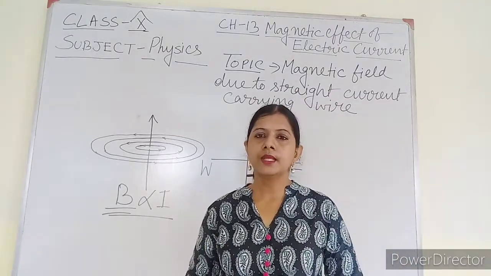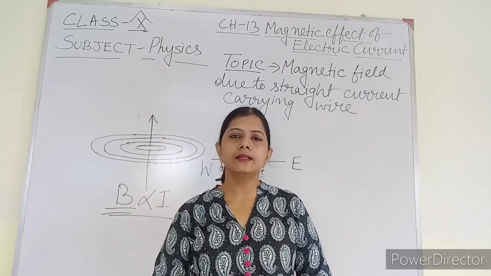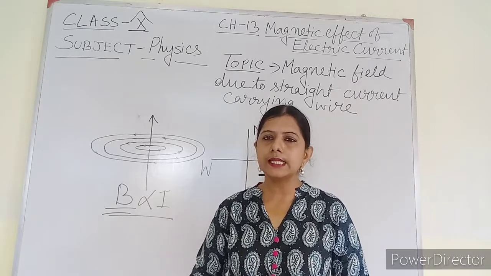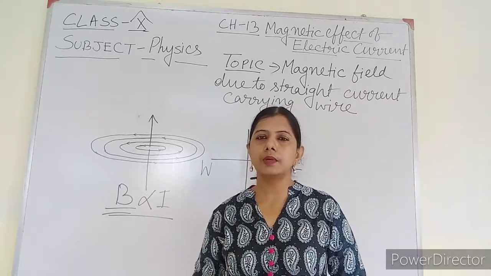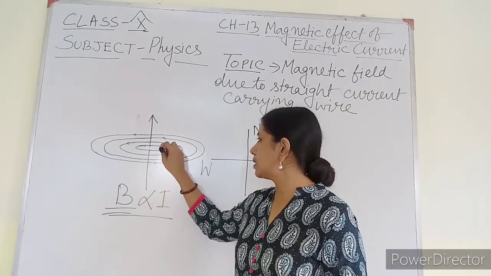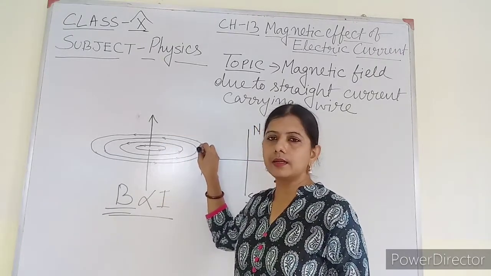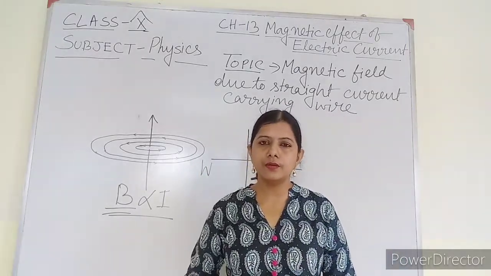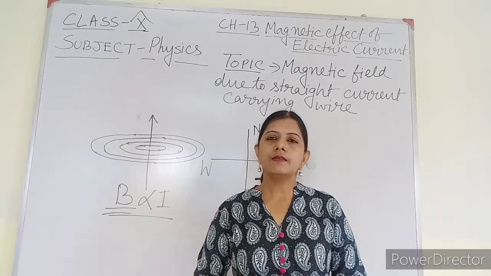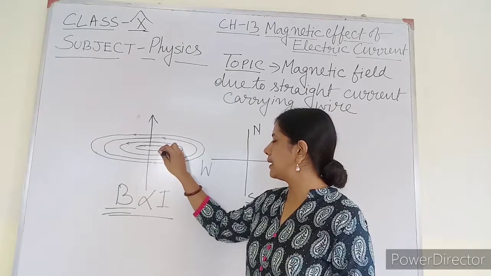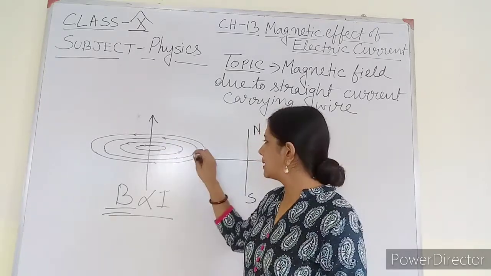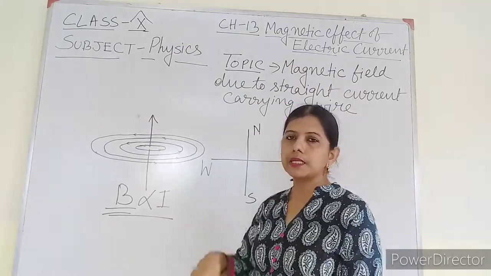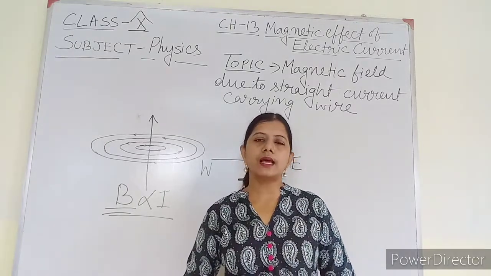Another thing I have to know: I am not changing the amount of current in the straight current carrying conductor. The amount of current is the same. I am only changing the position of the magnetic compass needle. Previously the compass needle was here, now it is here. Now I am placing the compass needle at this point. Will there be a change or not? I will find that at this place the deflection of the compass needle was more, but at this place the deflection is less. The more I move the compass needle away, the less deflection I find.